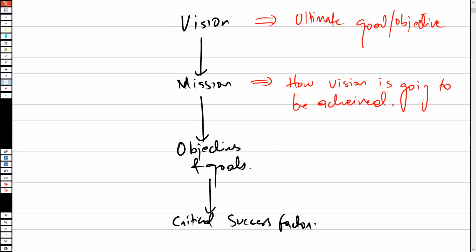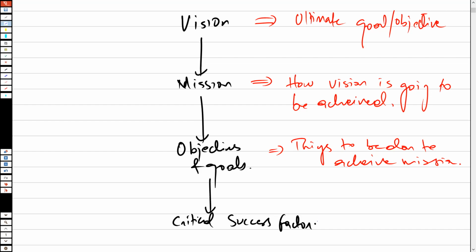Then there are the things to be done to achieve the mission. So you have broader goals, and those broader goals are defined by the mission. The mission is further subdivided into the objectives and the goals. And after the objectives and the goals, there is something called critical success factors.